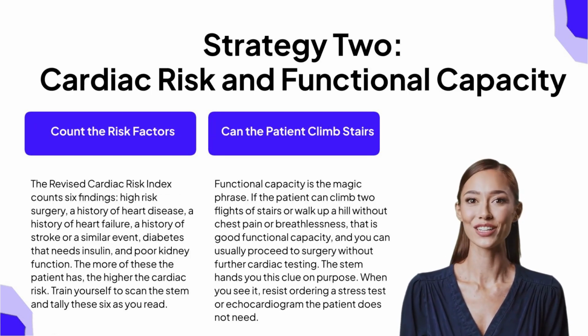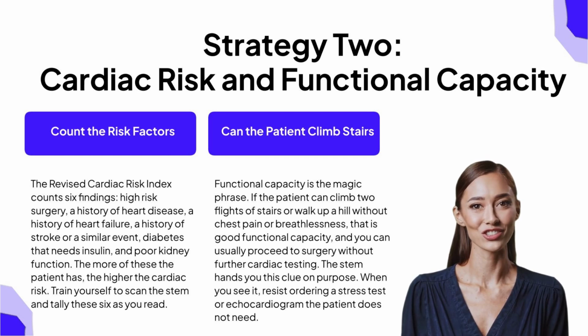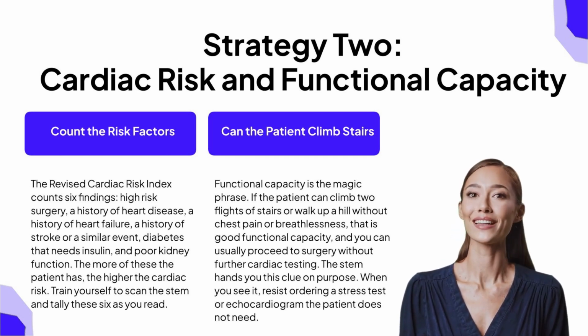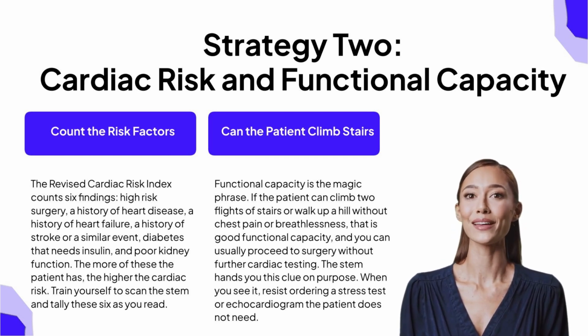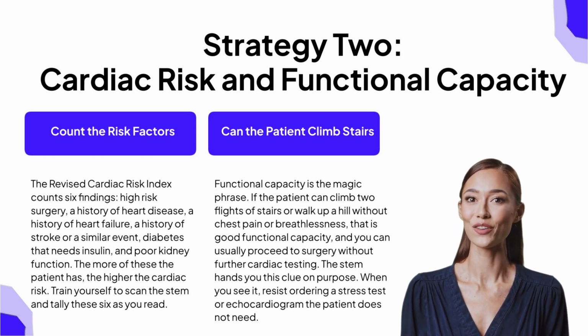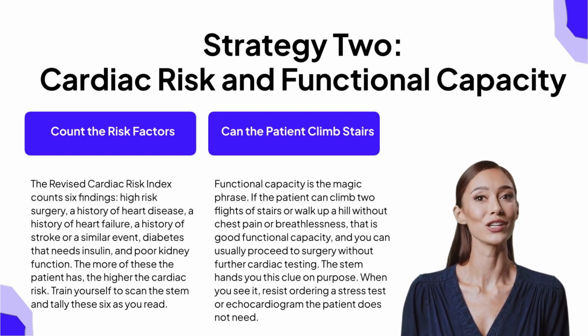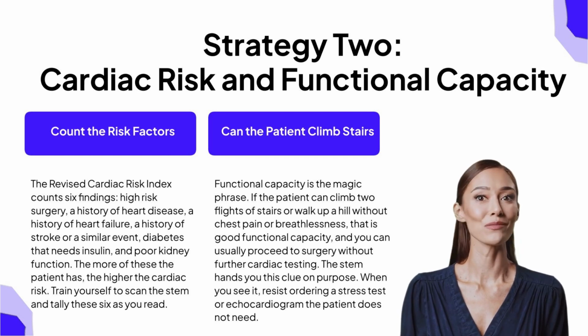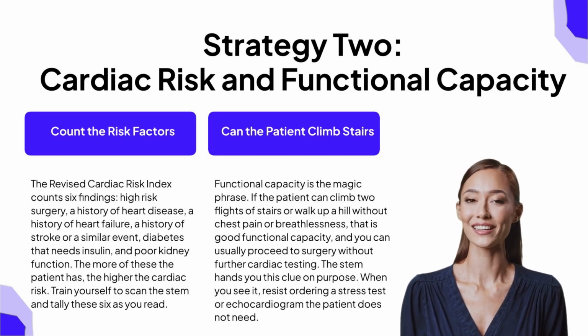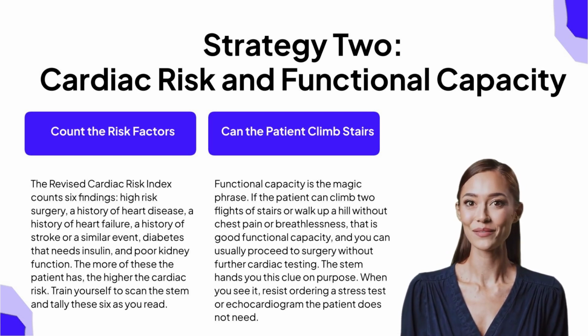Strategy 2 is how to handle cardiac risk, which is the most heavily tested piece of preoperative evaluation. The exam expects you to use the revised cardiac risk index. It counts 6 things: high-risk surgery, a history of coronary heart disease, a history of heart failure, a history of stroke or a similar event, diabetes requiring insulin, and impaired kidney function. As you read the stem, simply tally how many of these the patient has. The more present, the higher the cardiac risk.